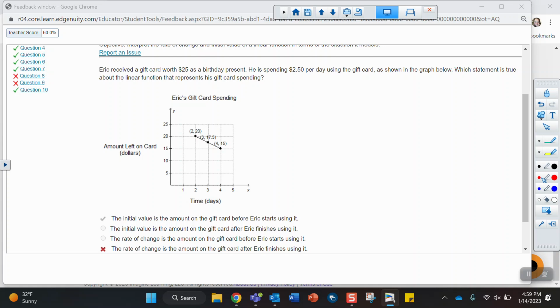The initial value is the amount of the gift card after Eric finishes using it. No, that would be the final value, I guess, the end. Rate of change is the amount. Nope. The rate of change would be how much he spends per day. When we talk about rate of change, it's always the y's over the x's. So it's how much he spent or how much is left on the card per day. That's going to be your rate of change. So initial value means in the beginning. So that's why this answer choice is correct.